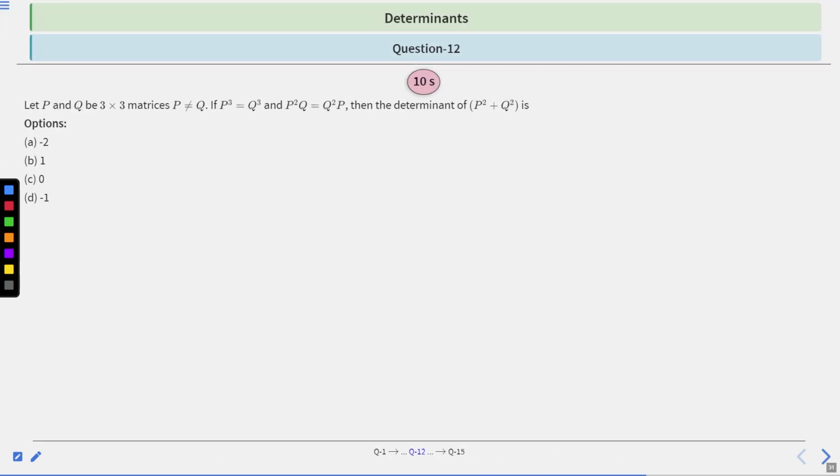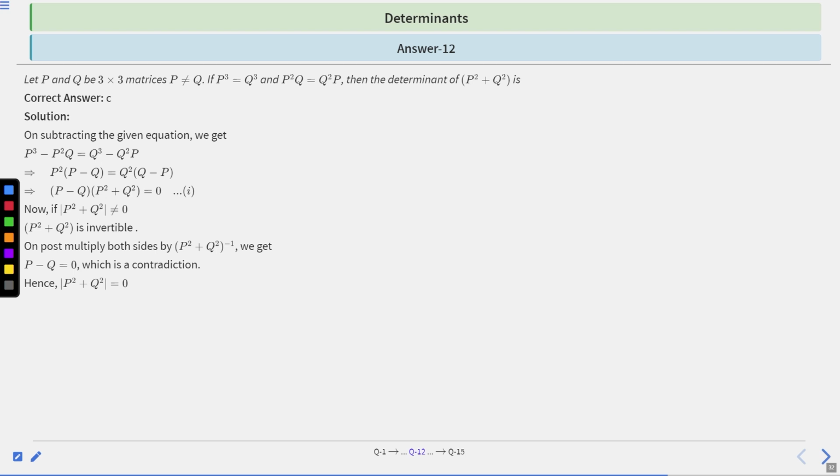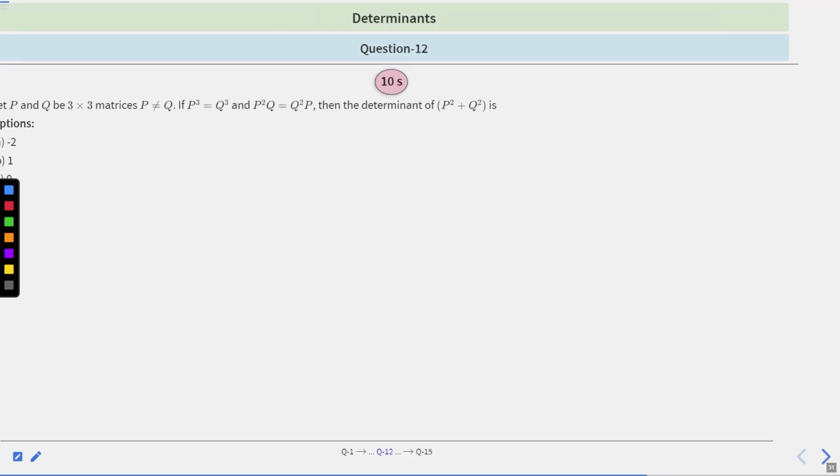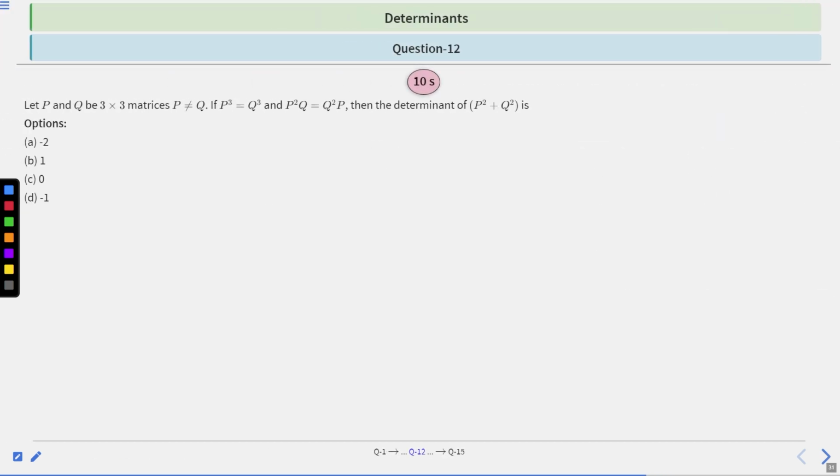Okay, let's move to the next part. Question number 12. Let P and Q be 3 into 3 matrices and P not equal to Q. If P cube equal to Q cube and P square Q is equal to Q square P, then the determinant value of P square plus Q square is. So you have 10 seconds to solve this question. After 10 seconds, we will discuss the solution.